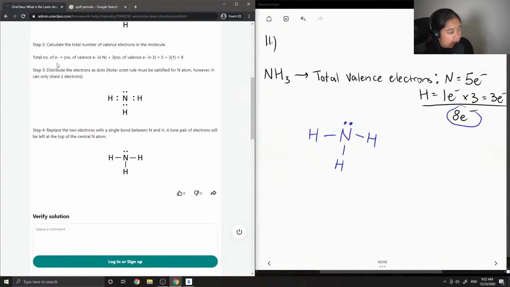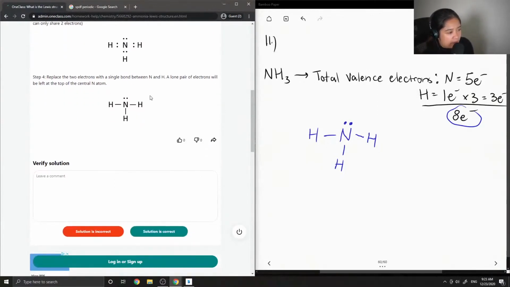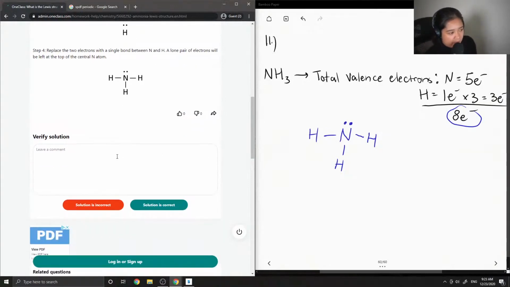Step 3, to distribute the electrons as dots. So note that octet rule must be satisfied for nitrogen atom. However, hydrogen can only share 2 electrons. Step 4, replace the 2 electrons with a single bond between nitrogen and hydrogen. A lone pair of electrons will be left at the top of the central nitrogen atom. Yep, so this solution is correct.